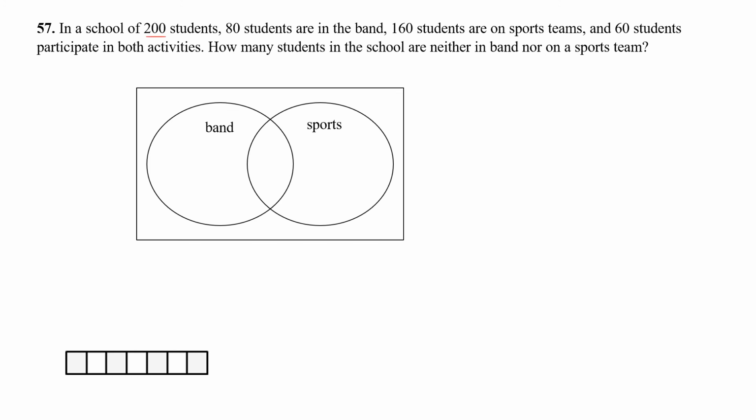So first I'm going to start out by putting, it says 60 students that participate in both activities. All right, this is where it crosses over with the band and the sports, so 60 are in both. Now let's go back. It says 80 students are in band, and so if we have 60 here that are in band, we have to have another 20 here to make the total of 80, right?